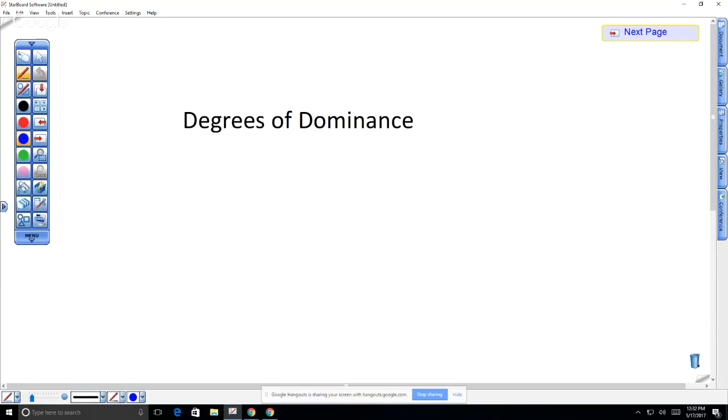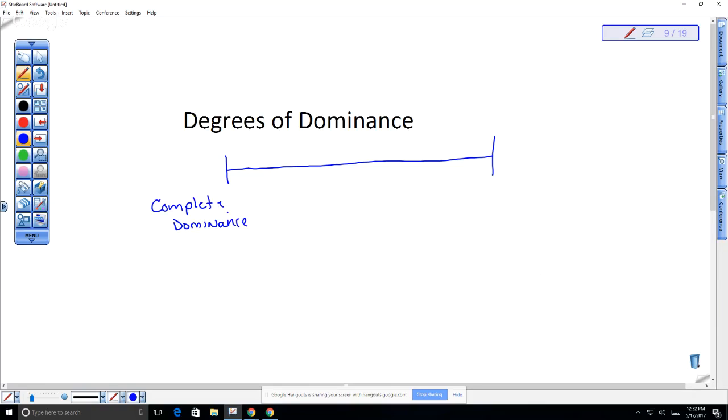So now we're going to talk about extensions to Mendel. When Mendel was doing his work, remember that we either had dominant or recessive, right? But we actually have different degrees of dominance. And so we have a continuum. So I'm going to draw my little line of my continuum, right? And here we have complete dominance. So this is what we have been talking about. This would be like Mendelian patterns.